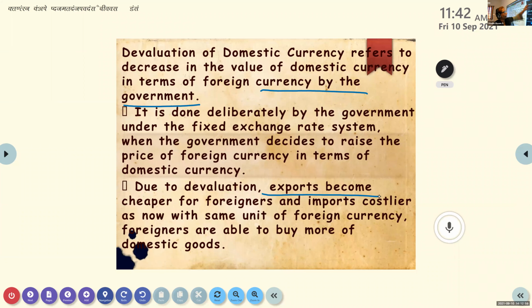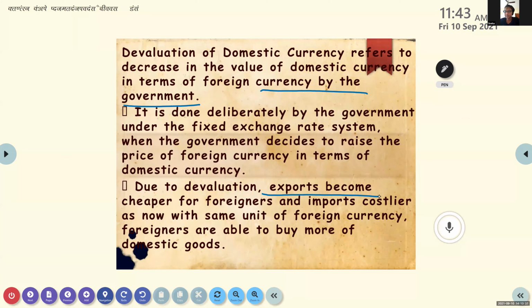This floating exchange rate is also known by another name. What is that? Pavitra? Pure floating exchange rate, or flexible exchange rate. Now, one more version we have, that is managed floating rate. What do you mean by managed floating rate? Sneha?